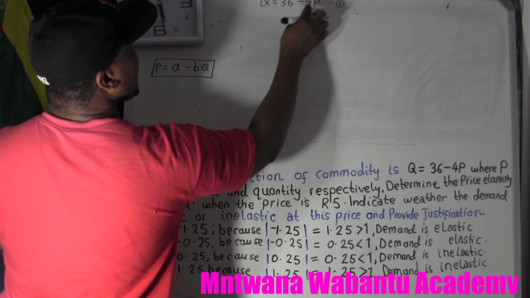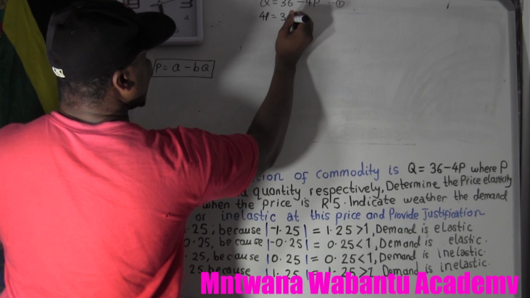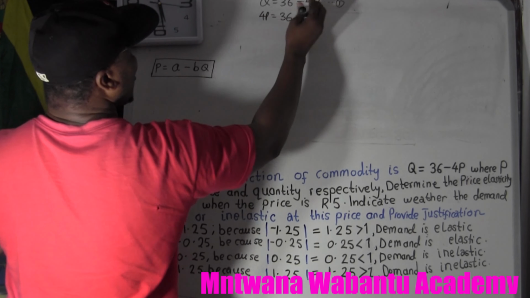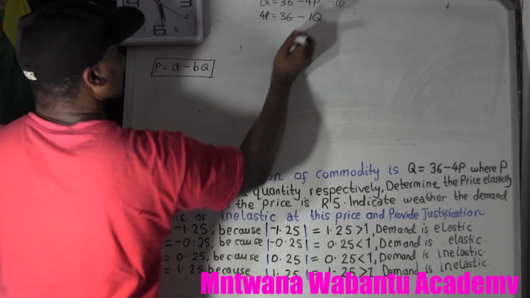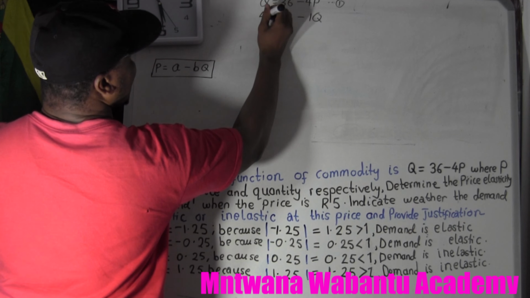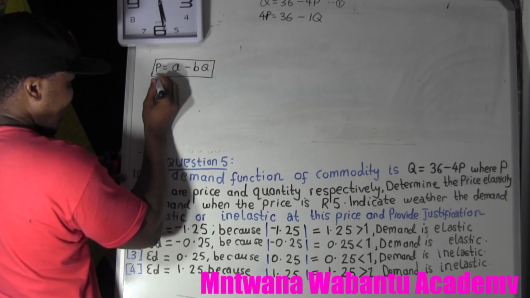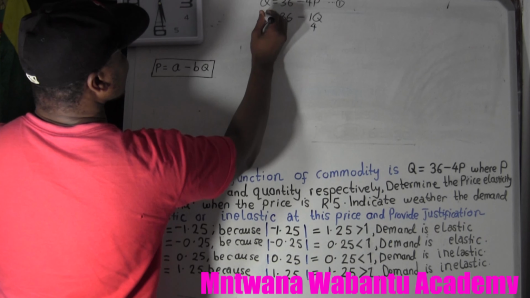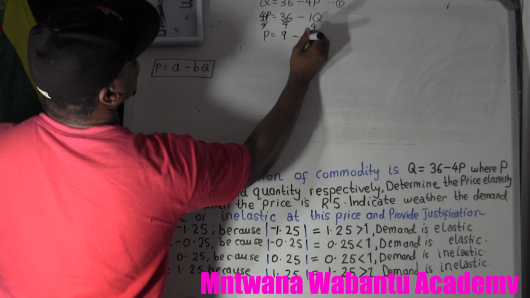So I'll take my 4P to the left, which is going to be plus 4P. 36 is going to stay here. And this is positive; when it goes over, it's going to become negative Q. There's no number here, so we can say 1. And then this is P here. Now I just need only P, so I have to divide by 4. Divide by 4, divide by 4. This and this cancel. So our P equal to 9 minus 1 over 4 Q.